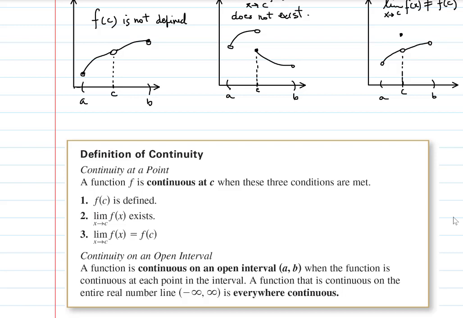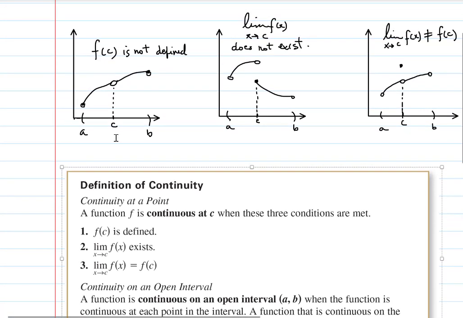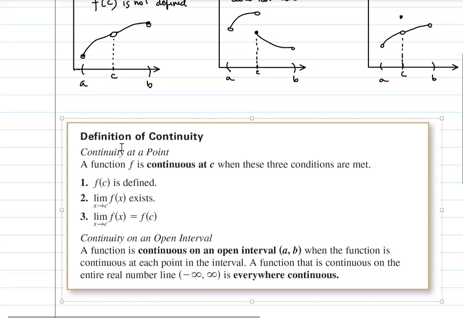As soon as one of these fails, then you have a discontinuity, right? Or the function is not going to be continuous at this particular point, c. So we have a function f that is continuous at c when these three conditions are met. One, f of c, or the function evaluated at that point of interest, has to be defined. So notice how in this first case we didn't have anything defined, so we have a discontinuity. It has to be defined.